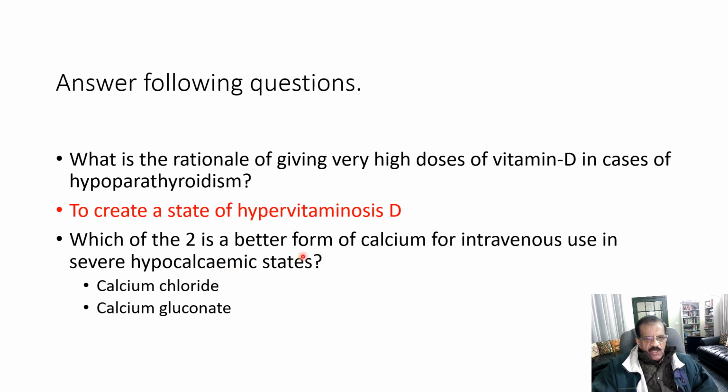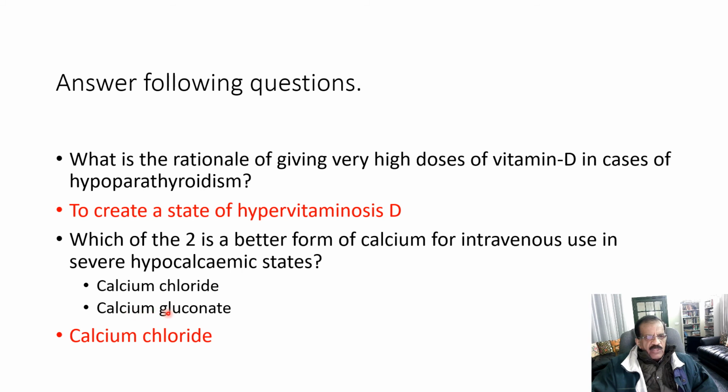In an emergency situation where there is hypocalcemic tetany or convulsions, in other words, I'm asking which one works fast. Calcium chloride, because calcium chloride is actually free calcium. The moment you inject it, serum calcium will start rising.